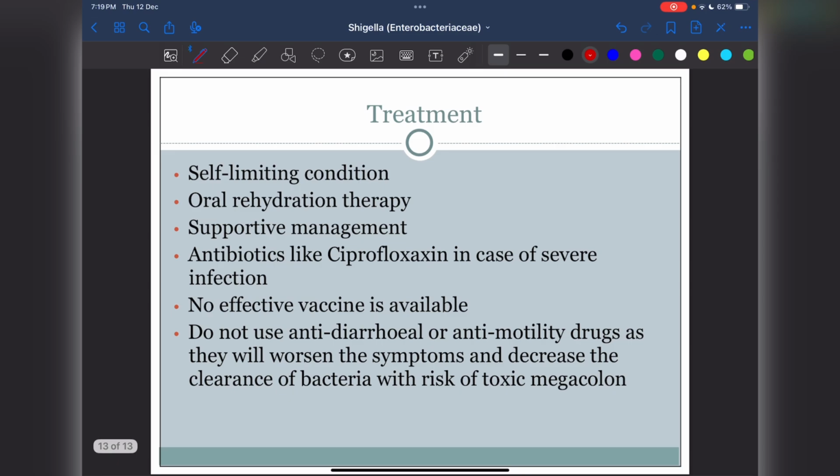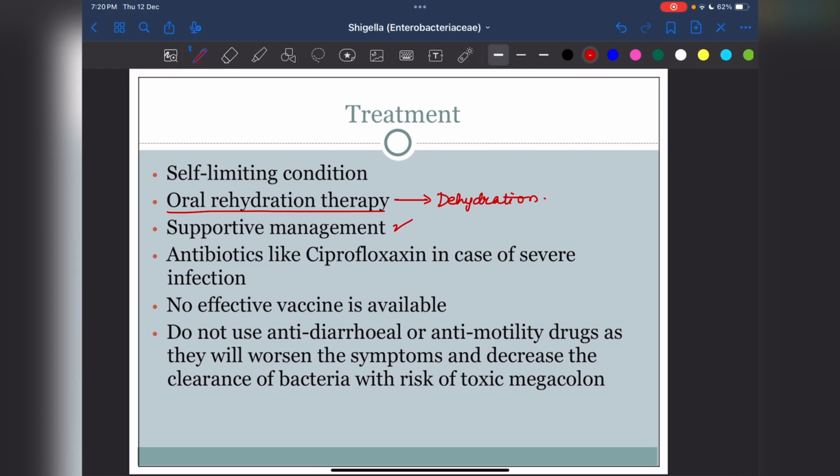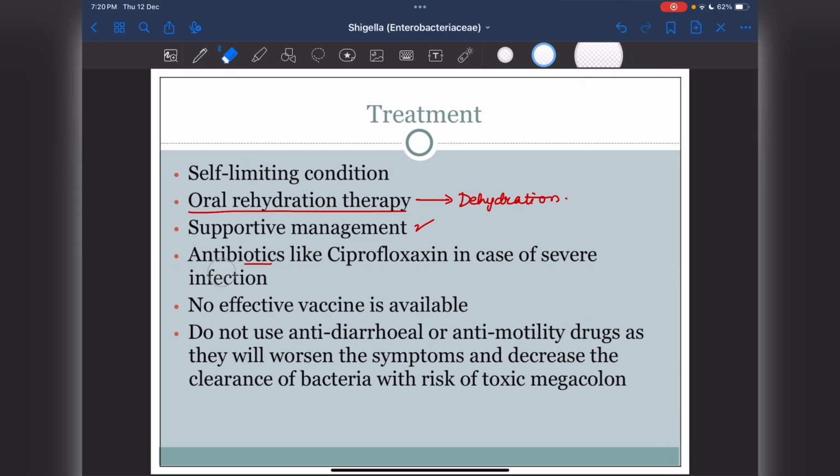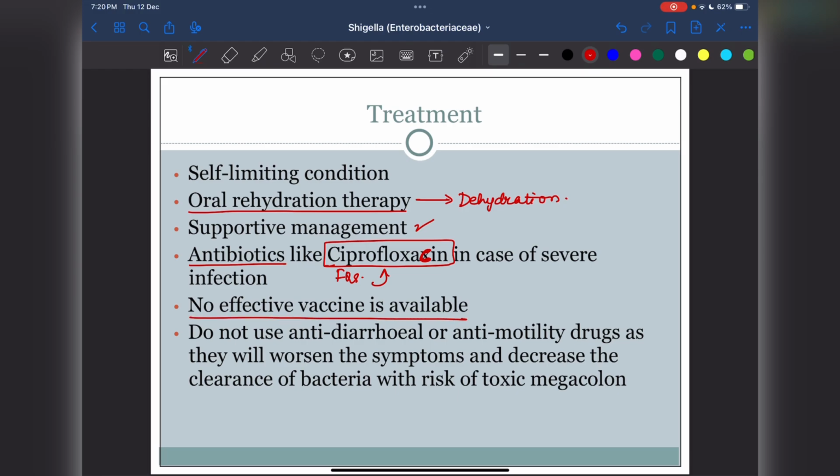Next moving to treatment. Generally it's a very self-limiting condition. Not much treatment is required. Supportive management is done, and oral rehydration therapy is done due to dehydration. If there is severe infection, then antibiotics can be used, and the antibiotic most likely used is fluoroquinolones. Example is ciprofloxacin. No effective vaccine is available for this.